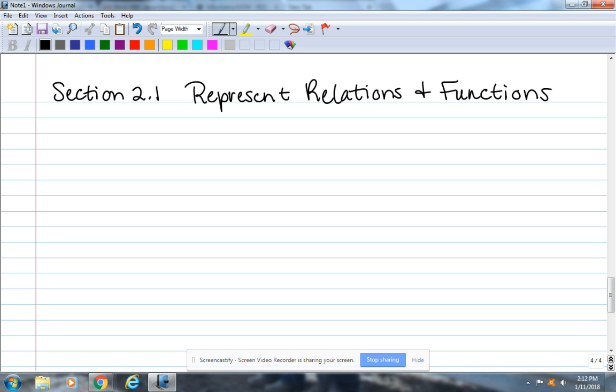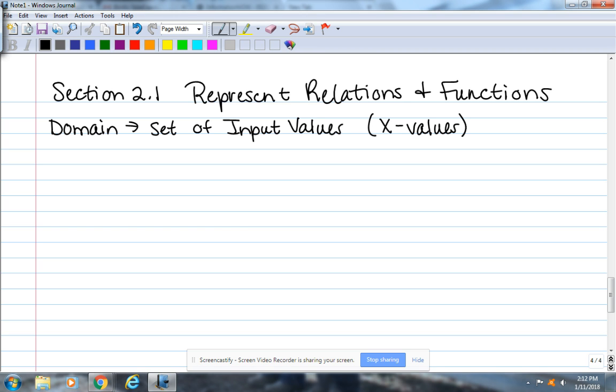So also when we have relations, we have a domain of a relation. Those are our sets of input values. Also known as our X values. Okay? So our X values are our domain.